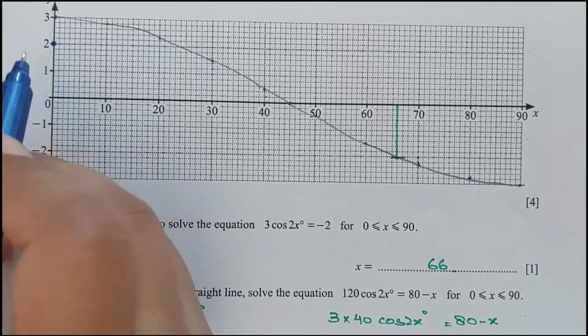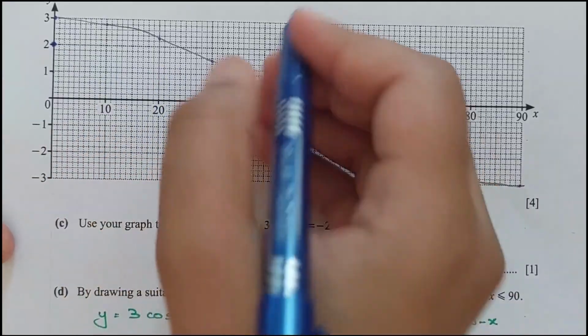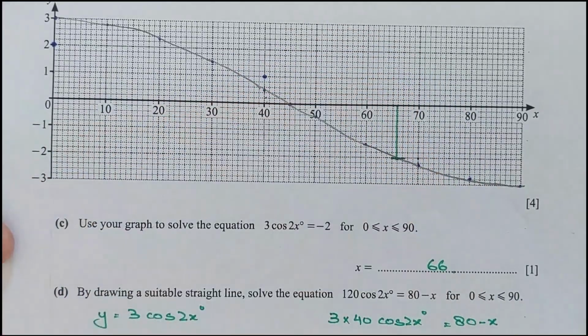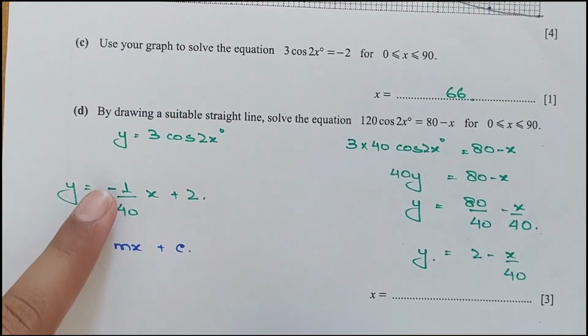1 unit down and 40 units to the right. So 10, 20, 30 and 40 over here. Let me explain one more time. 2 is the y-intercept and the slope is rise over run.